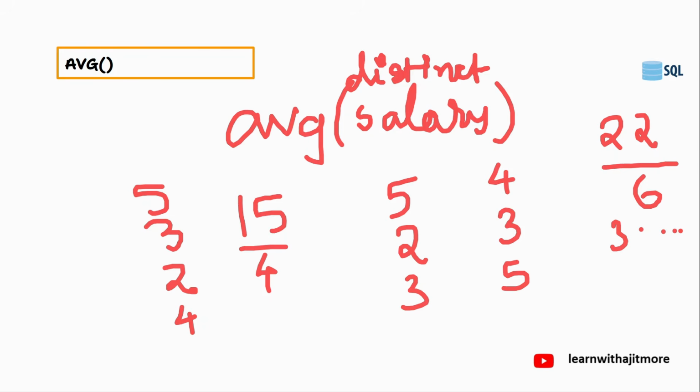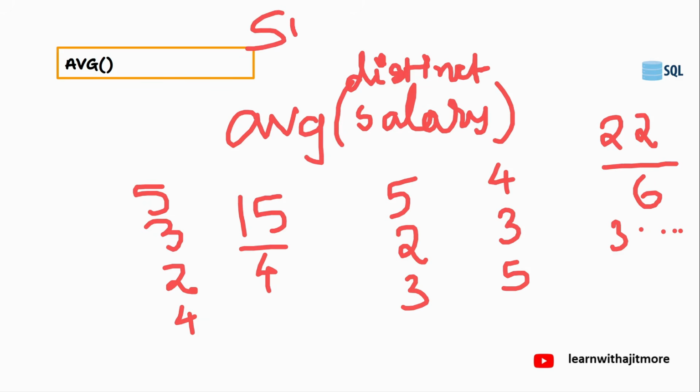So if you are not using distinct, it is just going to take the total of all the salaries divided by the number of employees. You get an average salary. But if you put distinct, you'll get a more accurate average. In sum also, same thing: if you don't want the repeated things, and you want only the distinct value total, then use distinct.